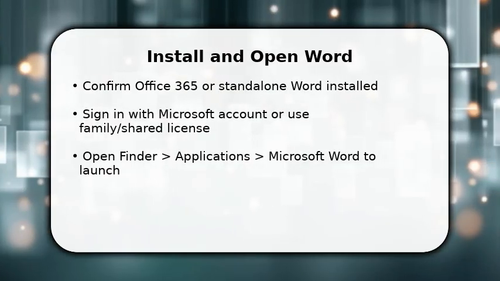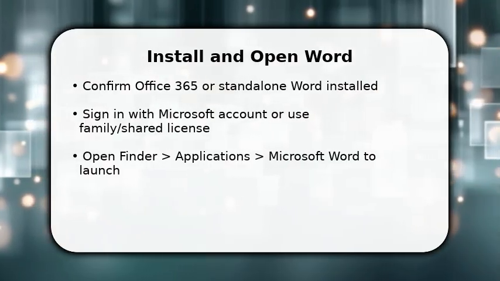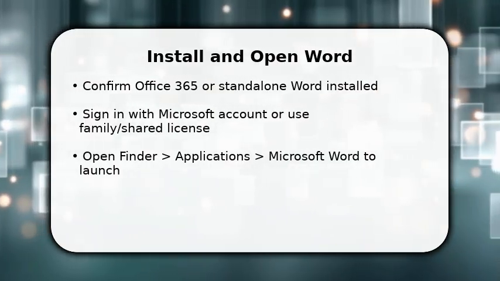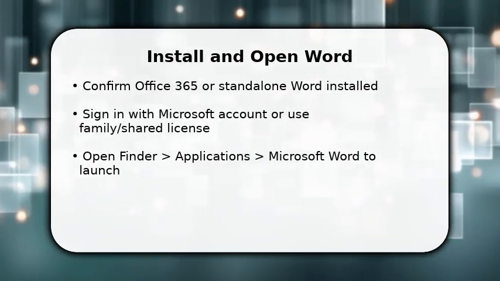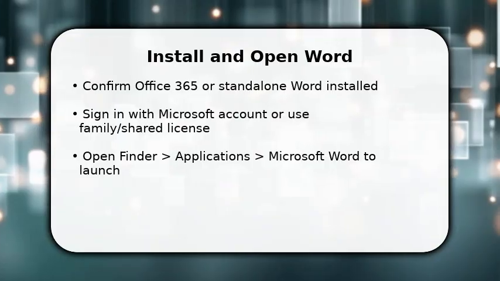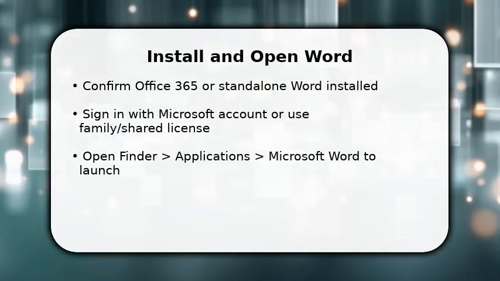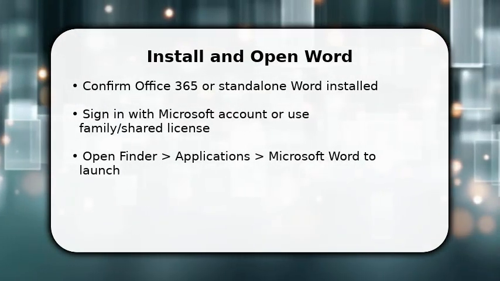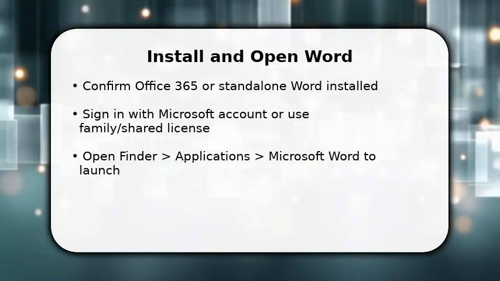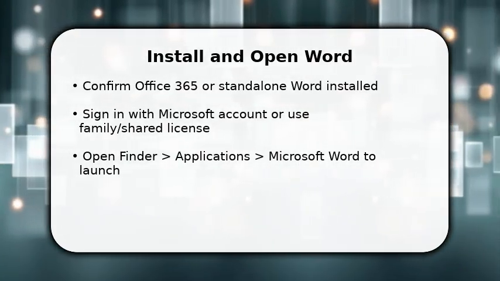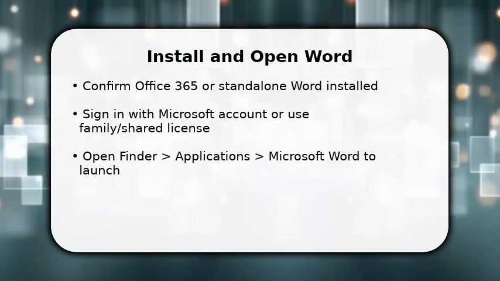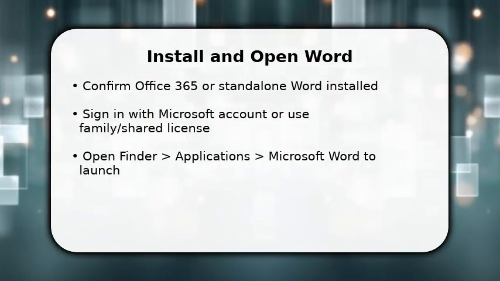You'll start by opening Word and signing in so your templates and settings sync. If Office is not installed, download from Microsoft using your account, then run the installer and follow prompts. Once done, launch Finder, go to Applications, and double-click Microsoft Word. Make sure automatic updates are enabled in Word Preferences so you get current features. You'll now be at the Word home screen ready to choose a template or open an existing document.